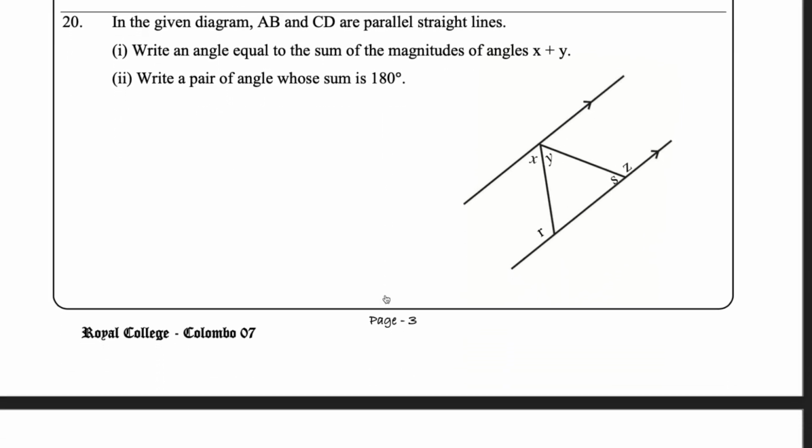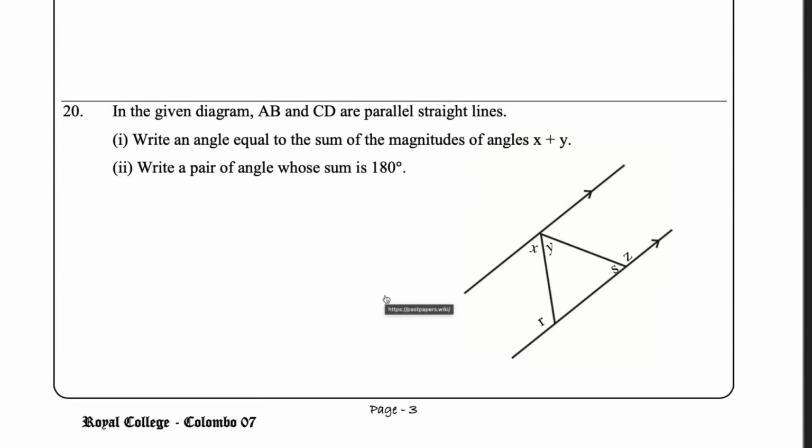Okay, the last question from part 1. Number 20. In the given diagram, AB and CD are parallel straight lines. First, find an angle equal to the sum of the magnitudes of angles x plus y. Now you need to write an equation for this one. It's pretty straightforward. Then write a pair of angles whose sum is 180.